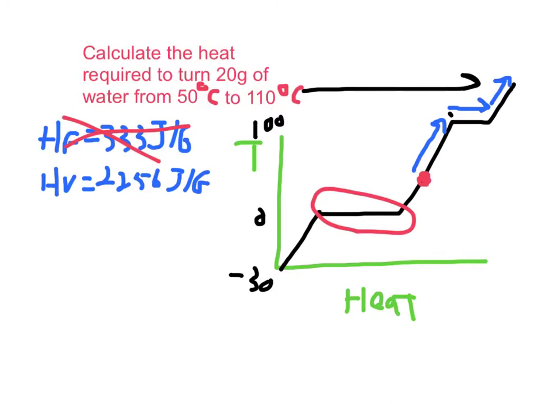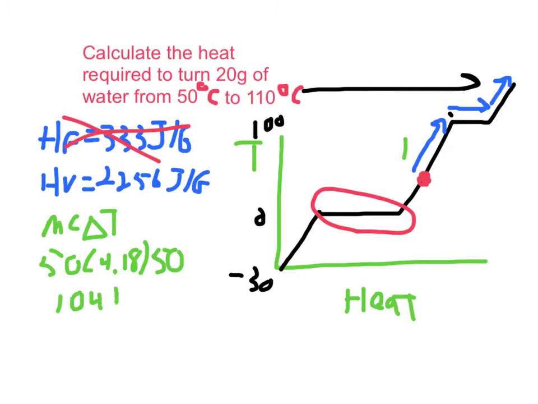So first you'll do MC delta T. The mass is 50, the C is 4.18. The change in temperature will be from 50 up to 100 or 50 more. That is step 1. So if you multiply all those out, you get 10,450.